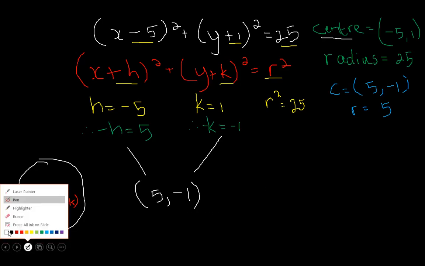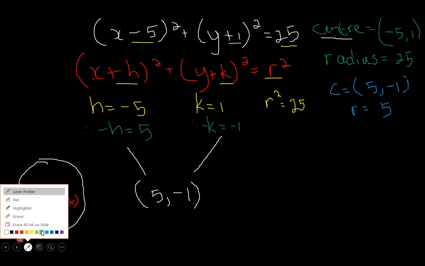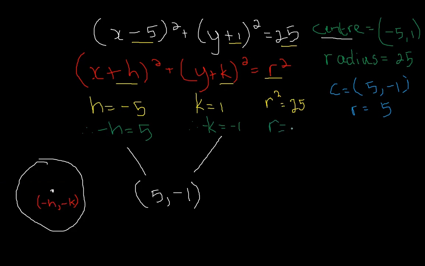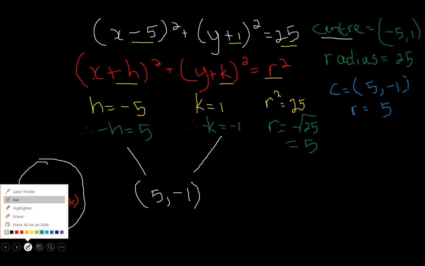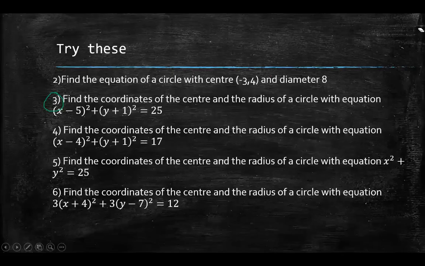Looking at the radius now. R squared is 25. So if R squared is 25, what's the value of R? 5. R is equal to 5. Square root of 25. Remember, there's no plus or minus because you can't have a negative length. So the square root of 25 is 5. And that is why your answers are: the center is 5, -1, and the radius is 5. Everybody understands that, right? Yes, miss. All right, let's try another one.